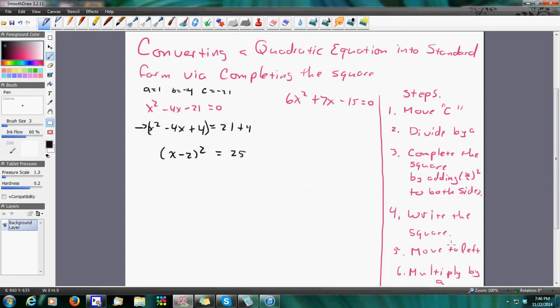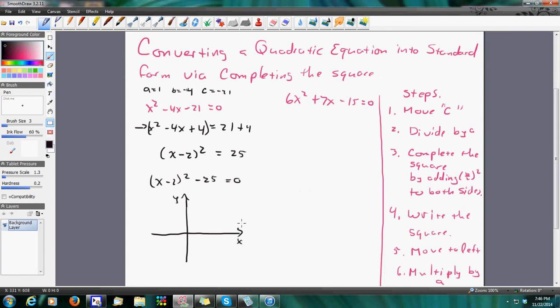Now it says move to the left. And so what I'm going to do is say x minus 2 quantity squared minus 25 equals 0. I'm going to multiply by a. I don't have to because a was 1.